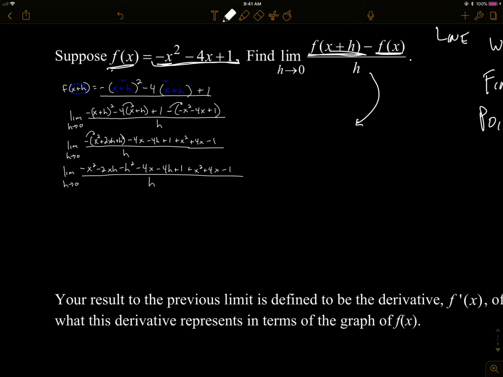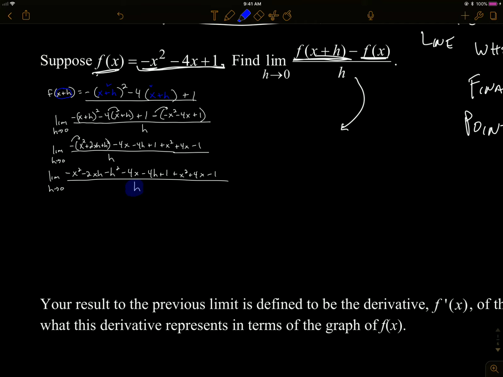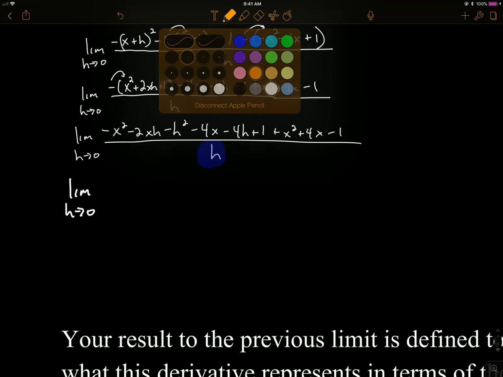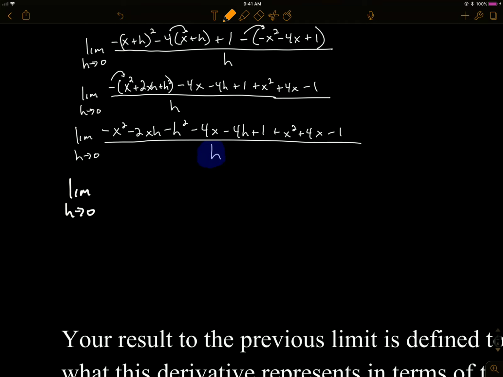All right, so now if you recall when we were doing these, the h in the denominator is my problem. I want to cancel that out. So what I need to do is factor an h out of the numerator. That means anything that doesn't have an h in it probably cancels. So I have a minus x squared, a plus x squared. Minus 4x does not have an h, so there must be a plus 4x. Plus 1 doesn't have an h in it, so there must be a minus 1.